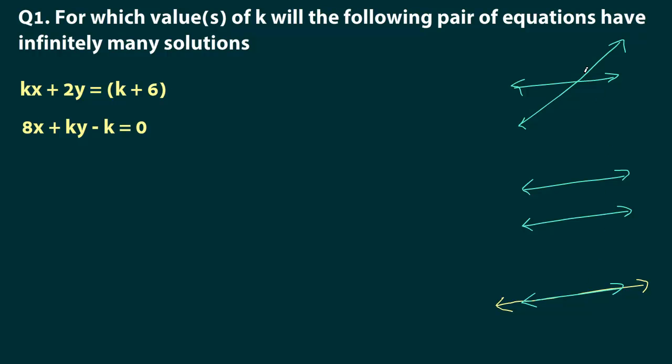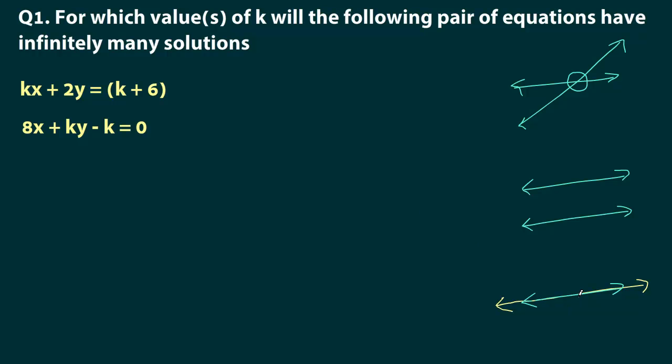Now in the first situation, how many solutions do we have? We have only one solution. Both lines intersect at one point. How many solutions do we have for the second situation? Zero, because these lines never intersect. What about the third situation? We have infinitely many solutions. So here in this case, we are dealing with the third situation.